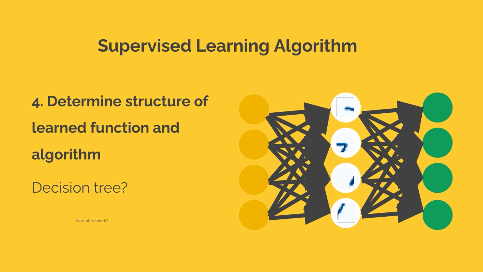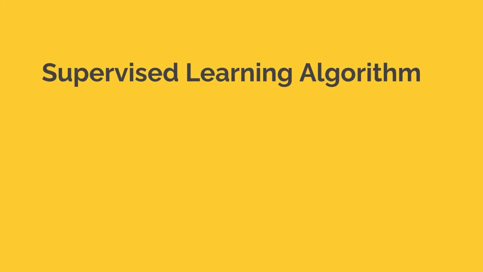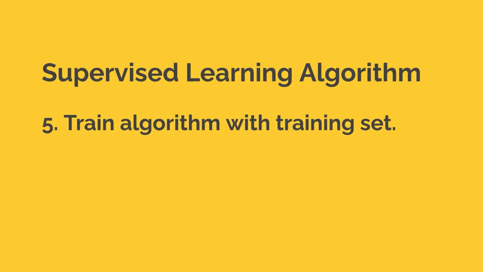So you have to decide, do you want a decision tree? Do you want a neural network? What type do you want? Then once you've decided that, for example, in our project, we'll decide that we're going to use linear regression, which is a type of regression model. Then you can train your algorithm, so your regression model, with your training data set. So you will put your algorithm to learn your data set.